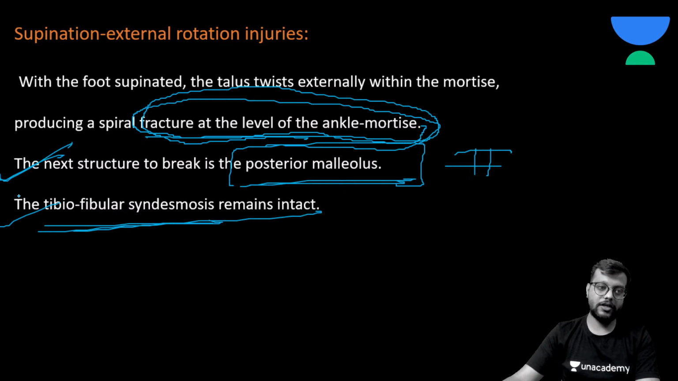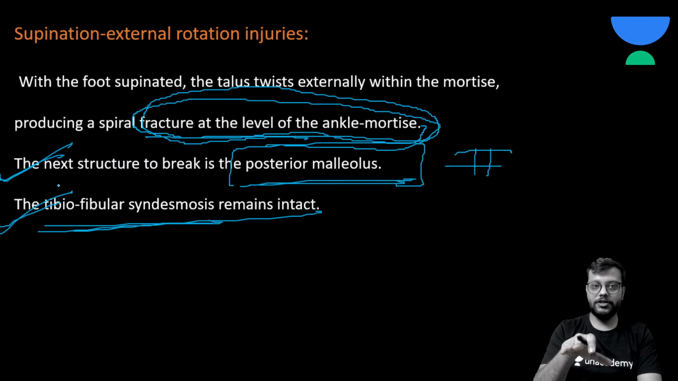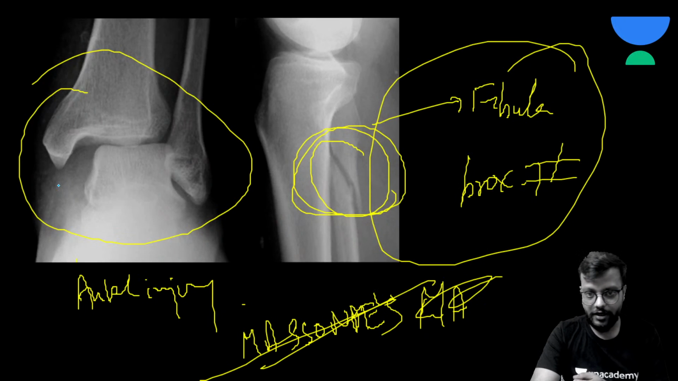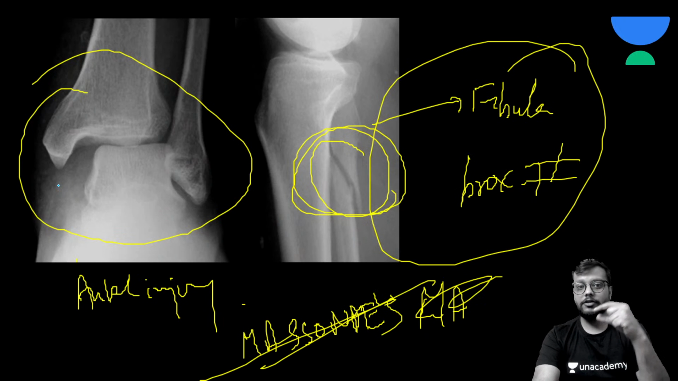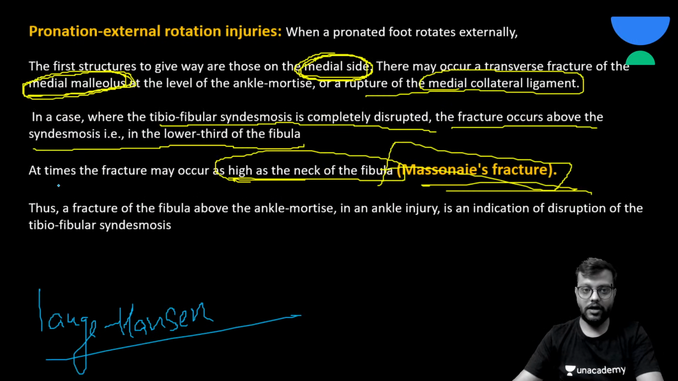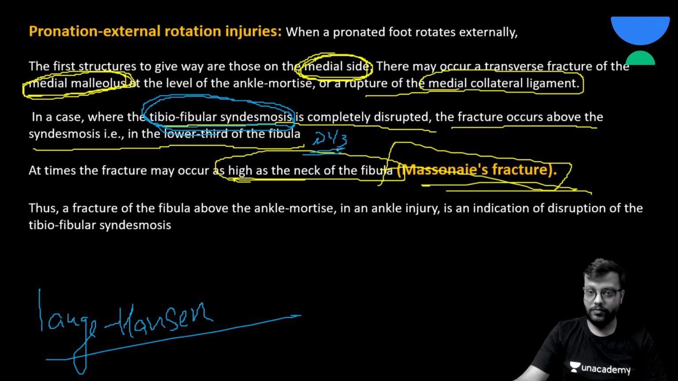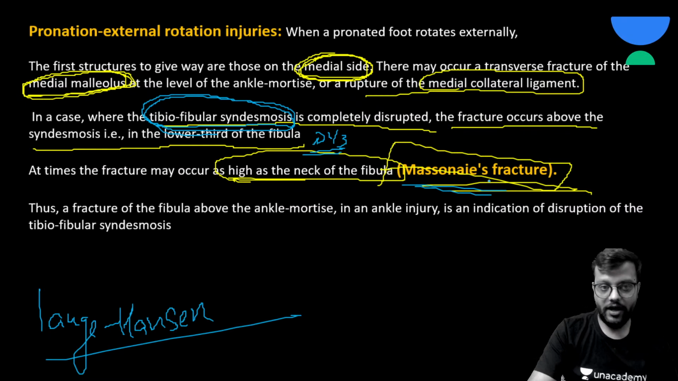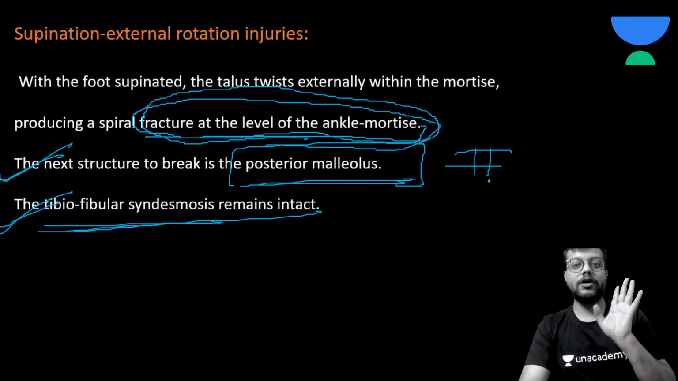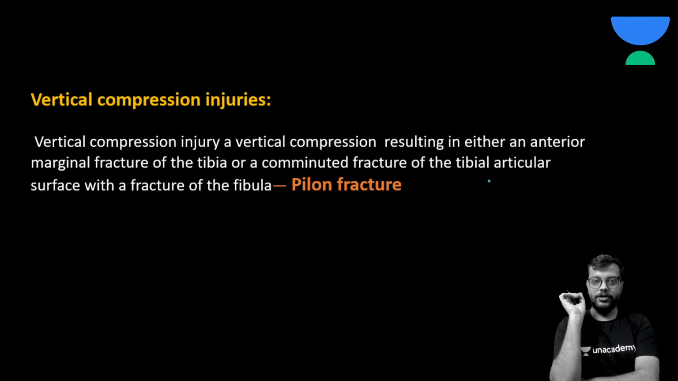सो टू थिंग्स याद रखनी है आपको. सुपिनेशन के एक्सटर्नल रोटेशन इंजरीज में पोस्टीरियर मेल्यूलाई फ्रैक्चर होगा and the tibiofibular syndesmosis will be intact. तो अगर वो इंटैक्ट रहेगा तो एंकल मोटिस के अंदर ही फ्रैक्चर होगा. But here the tibiofibular syndesmosis was also injured. सो अगर ये इंजर्ड होगा तो इसके ऊपर भी फ्रैक्चर चला जाता है, डिस्टल 1/3 और even to the proximal fibula, like in the Maisonneuve's fracture. Okay, understood.